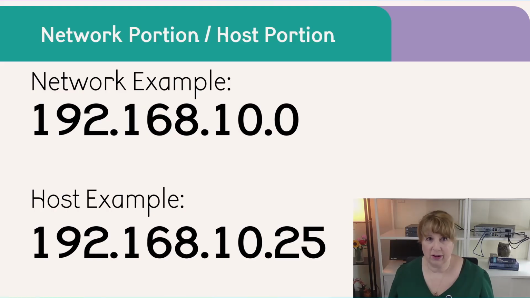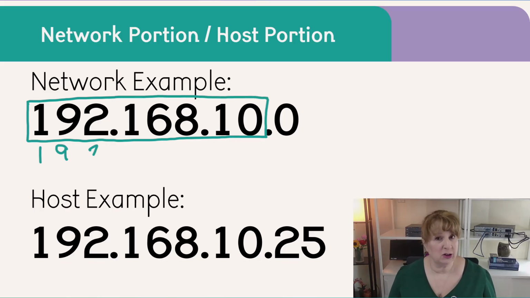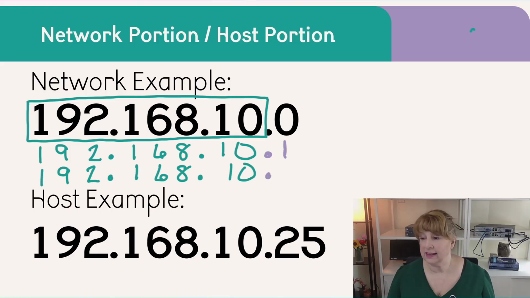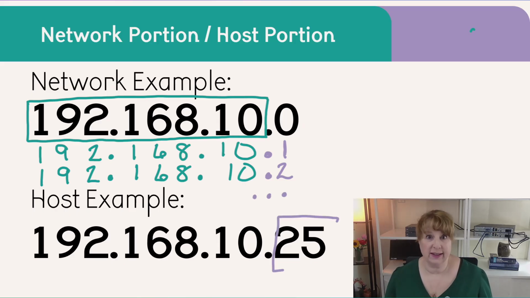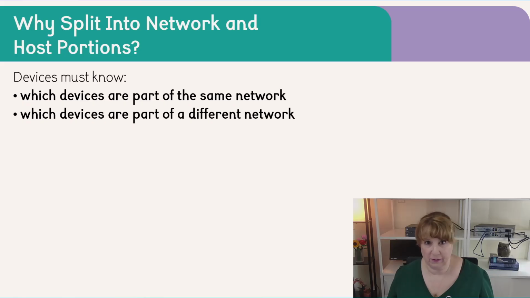Here we have our network example, 192.168.10.0. This indicates the network ID. Devices in this network will all share the 192.168.10 portion of this address. The last section, starting at .1 in this example, .1, .2, .3, would identify the individual devices within each network. So why split IPv4 addresses into network portions and host portions?